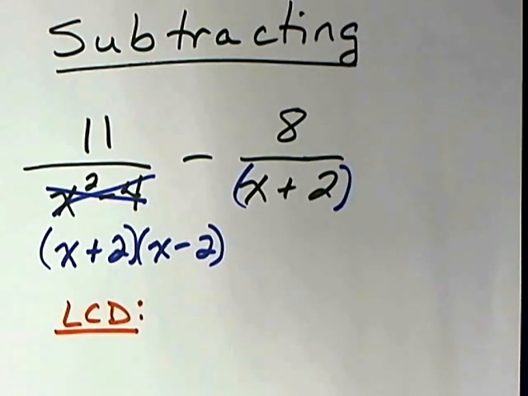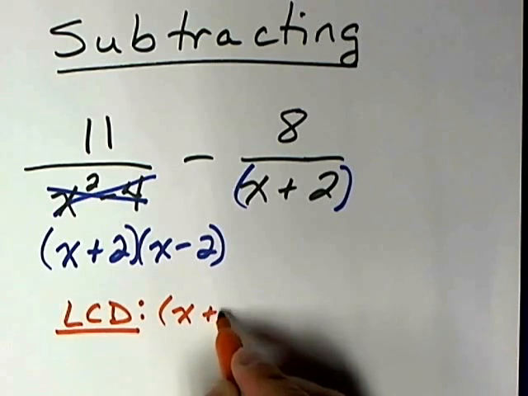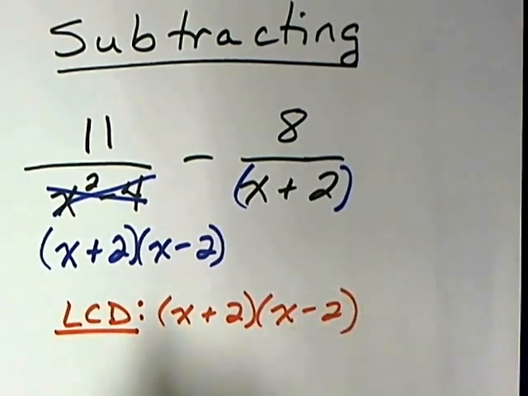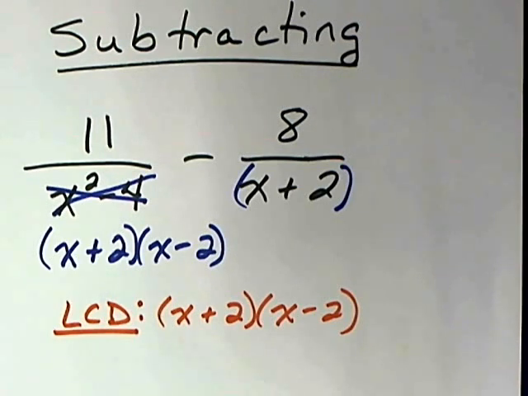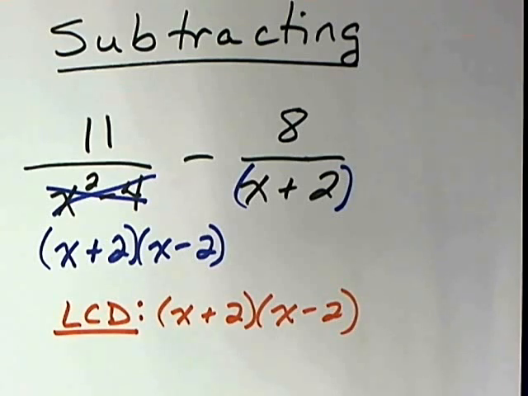Once again, I list all the factors of my first denominator because I can't have less than what I got. I have an x plus 2 and I have an x minus 2. Now I go to my second denominator and I list all the factors not already listed. Well, I have an x plus 2. I already have that down here. I do not need to repeat it. So this is my LCD, x plus 2 times x minus 2.